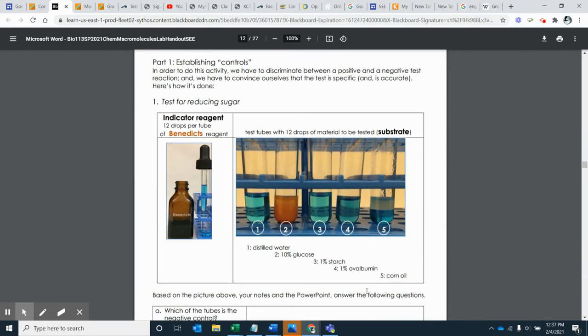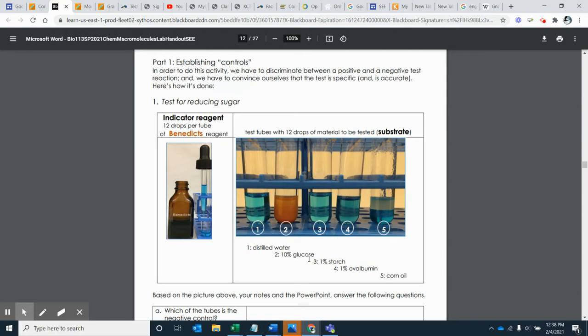So you remember we did the 4 different tests, right? The very first one was the Benedict's test. And the Benedict's test tests for reducing sugar. You'll notice there's always more than one tube here, and that's because we need positive and negative controls. So the first tube is always just the solution itself with just distilled water. And so we would expect that to always be negative because it doesn't have anything in it.